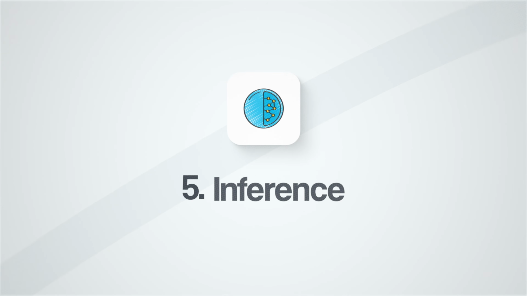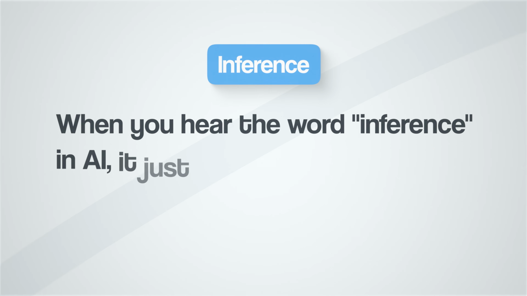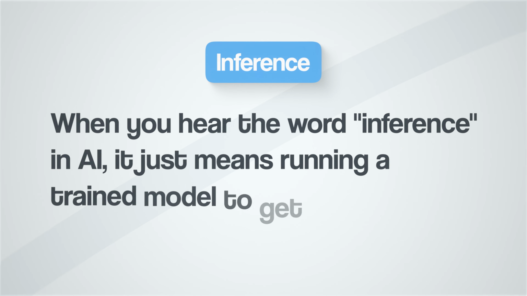Number 5, we have inference. So when you hear the word inference in AI, it just means running a trained model to get results. That's all it means. Training is the expensive part, which is building the model, but inference is the practical part. It's actually calling it to generate text, or to classify an image, or to answer a question. So yes, inference is just running the model to get an answer.